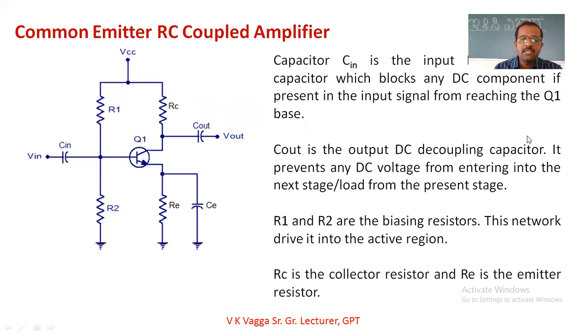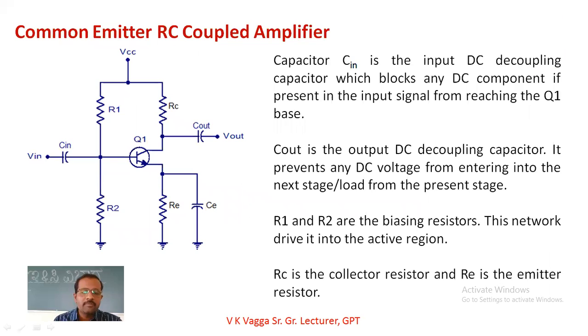Here you can see the circuit of the common emitter CE RC coupled amplifier. It is implemented with one BJT. The resistor connected at the collector terminal is RC, and the resistor connected at the emitter is RE, which is connected with a bypass capacitor indicated as CE. R1 and R2 are the resistors arranged in the form of a voltage divider bias, and they are connected to the base of the transistor.